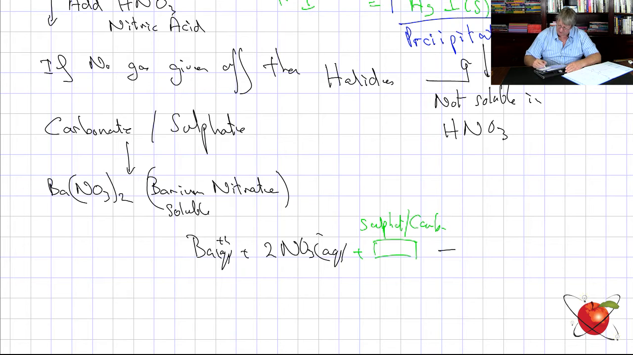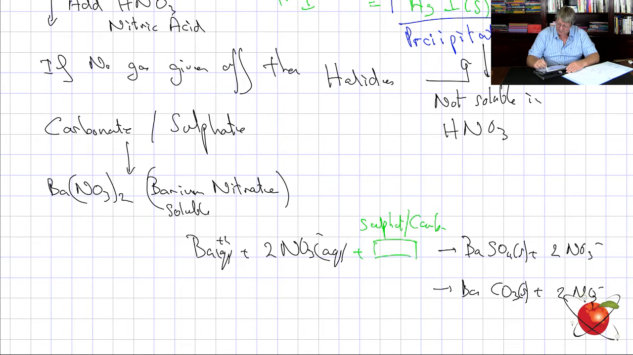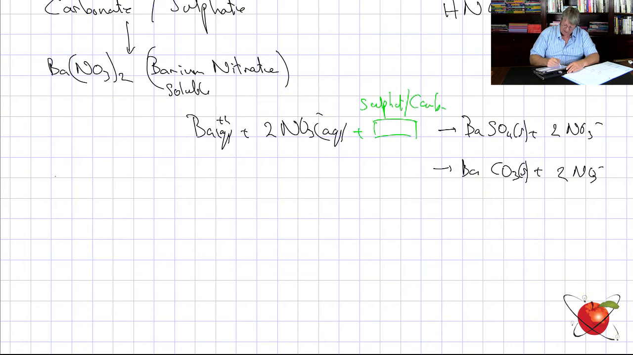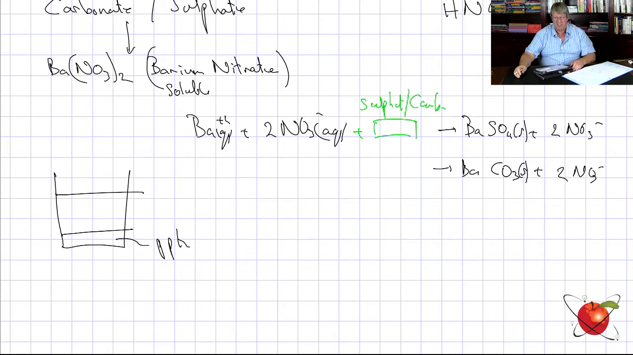Essentially, what is going to happen is we're going to have an ion exchange, and we're going to have a precipitate again. So we're going to have barium sulfate coming out, or we're going to have barium carbonate coming out, like that. And we're going to have our 2 NO3- there. This is going to be a solid and that's going to be a solid. So essentially at the bottom of the beaker, we are going to have a precipitate sitting there.